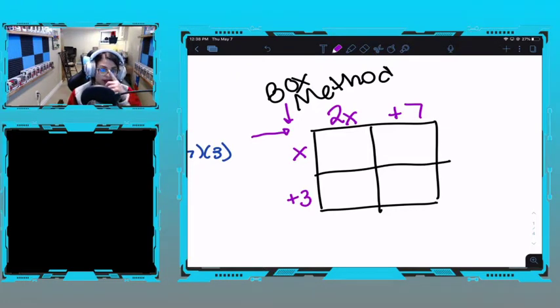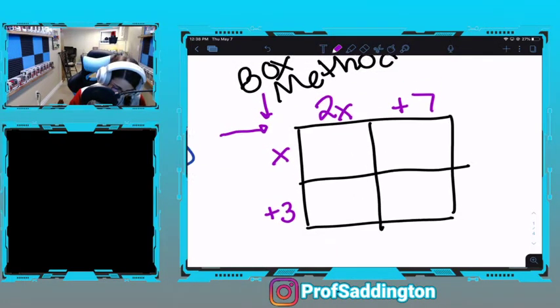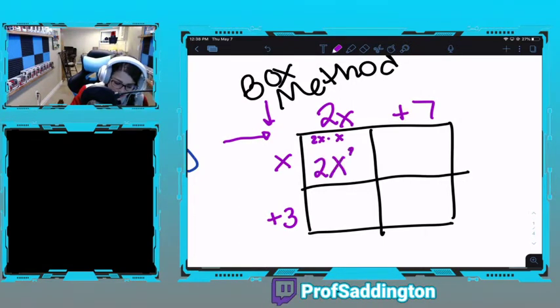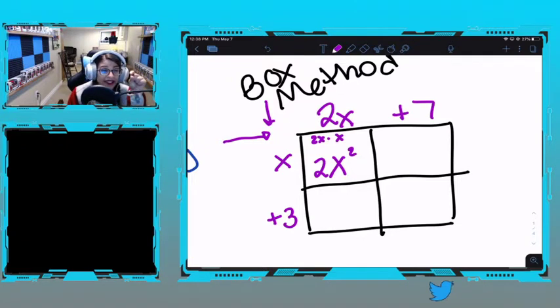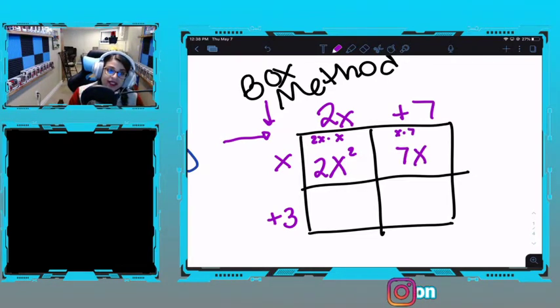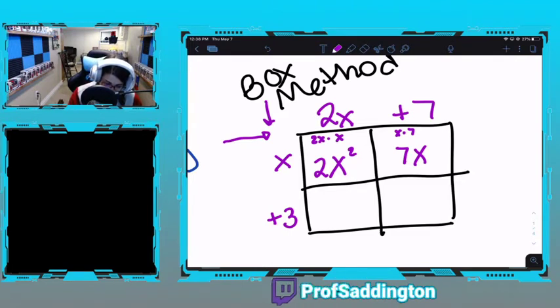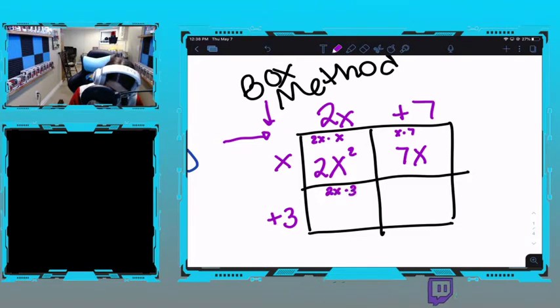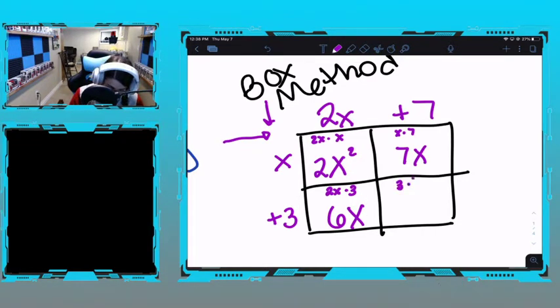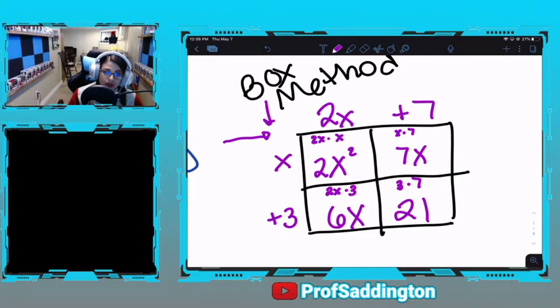Down and across. So in that first box, we get 2x times x, which is 2x squared. And again, the part that I'm writing itty bitty teeny weeny, you don't have to write that. I'm just writing it on your notes so you know where my numbers are coming from. In the box to the right of that, what do we have? x times 7, which will give us 7x. In the bottom left, we get 2x times 3, which is 6x. And then the last box, we have 3 times 7, which is 21.